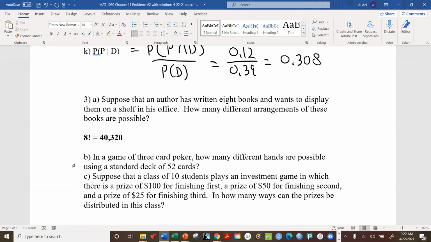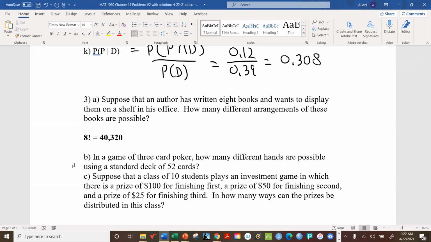The key word there is arrangements. We're not picking books off the shelf. We are using all of them and we're simply rearranging them in different ways. And now it turns out he can rearrange them 40,320 different ways.